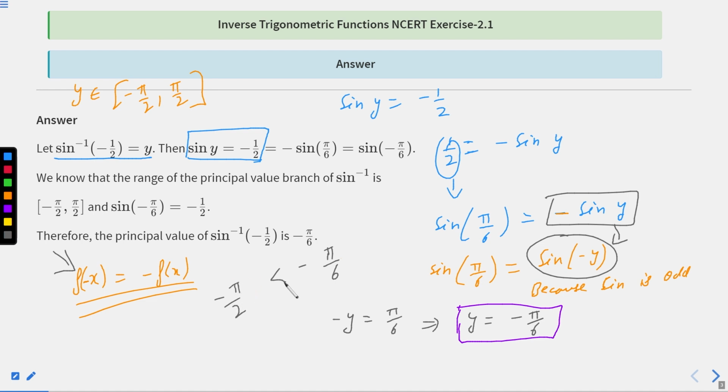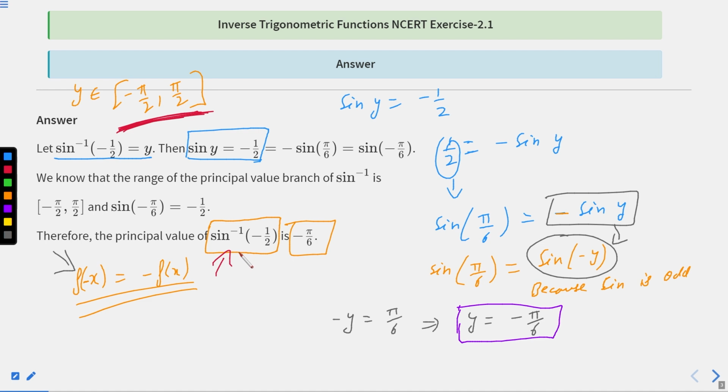So indeed, now we can say that the principal value of sine inverse of minus 1 by 2 is minus pi by 6. To be a principal value, the value must belong to this interval in the case of the sine inverse function. I hope it is now clear to you. Let's move to the next question.